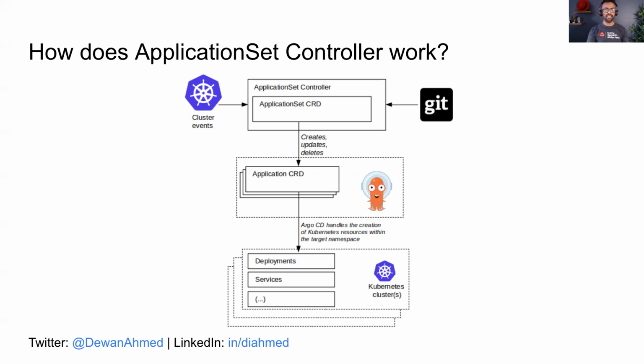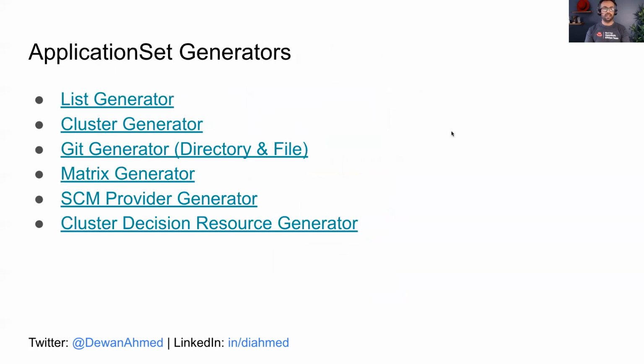It takes an ApplicationSet resource as input, which you can see from the Git icon right here, and outputs one or more Argo CD application resources that correspond to the parameters of that set. ApplicationSet has a number of generators: list generator, cluster generator, Git generator, and some recently added generators in this list. But for the demo, we'll cover only a few of these generators, starting with the list generator.